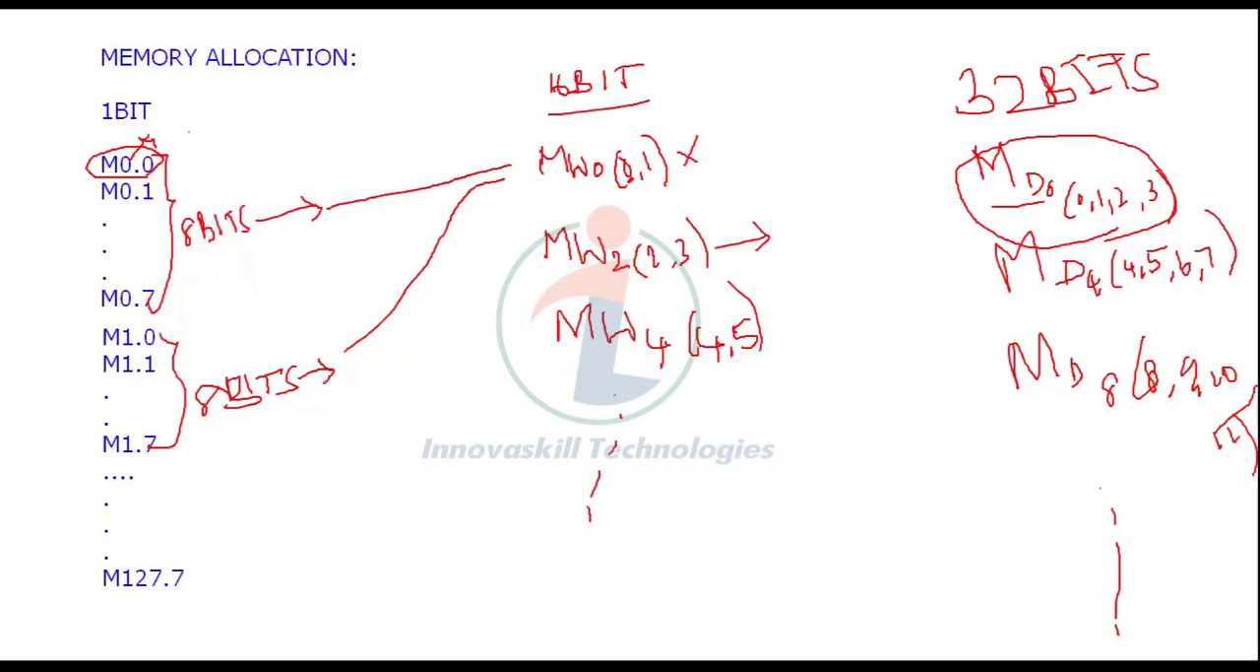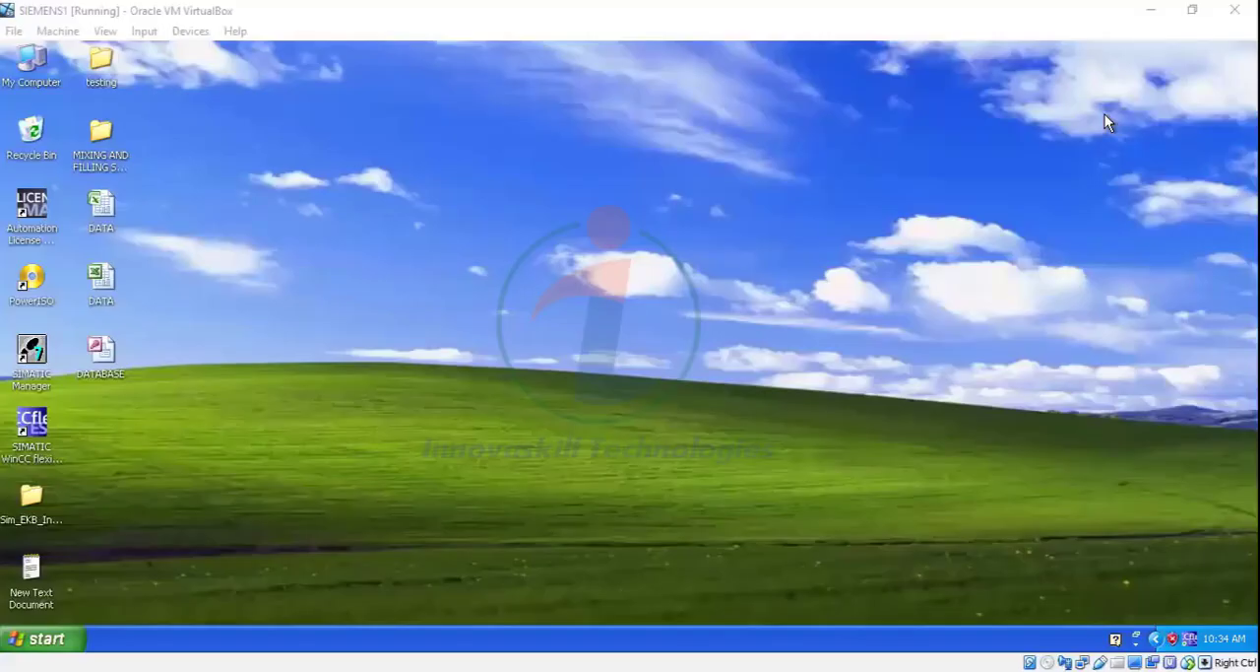So next we will see how to do all these hardware configuration directly in the software. What you can do is directly open the Simatic Manager software.